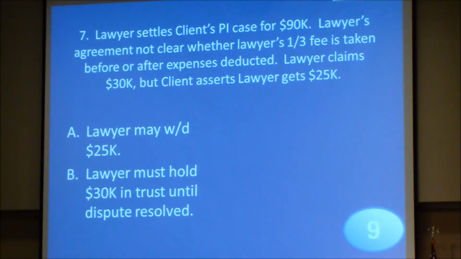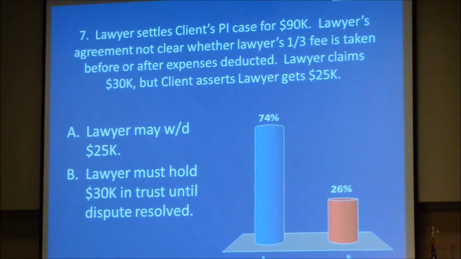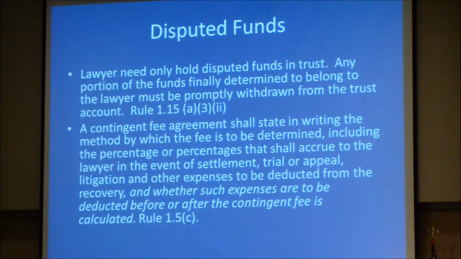The client owes a third-party judgment creditor $10,000. The lawyer is holding the proceeds of a sale of the client's business in trust. May that judgment creditor garnish the lawyer's trust account? A, yes. B, no. The answer is yes, the judgment creditor may garnish the trust account.